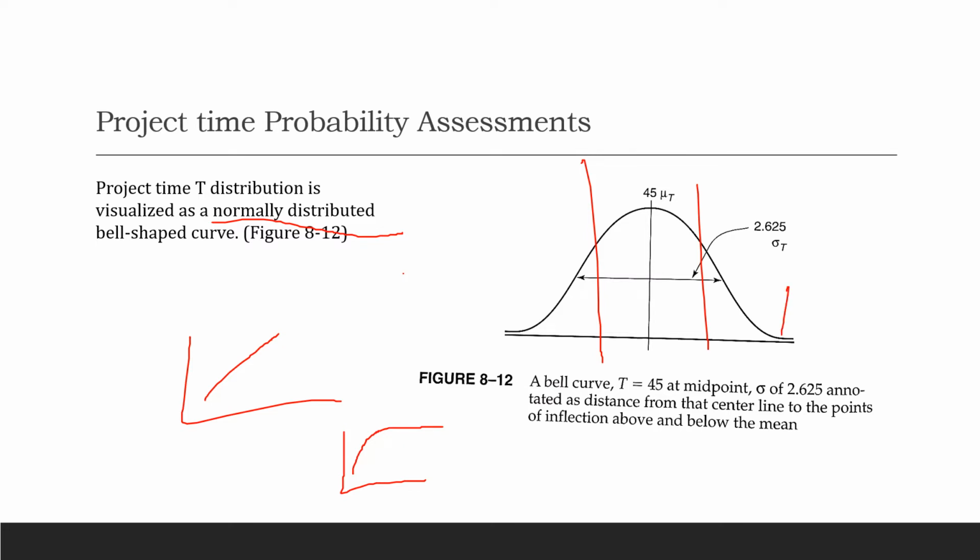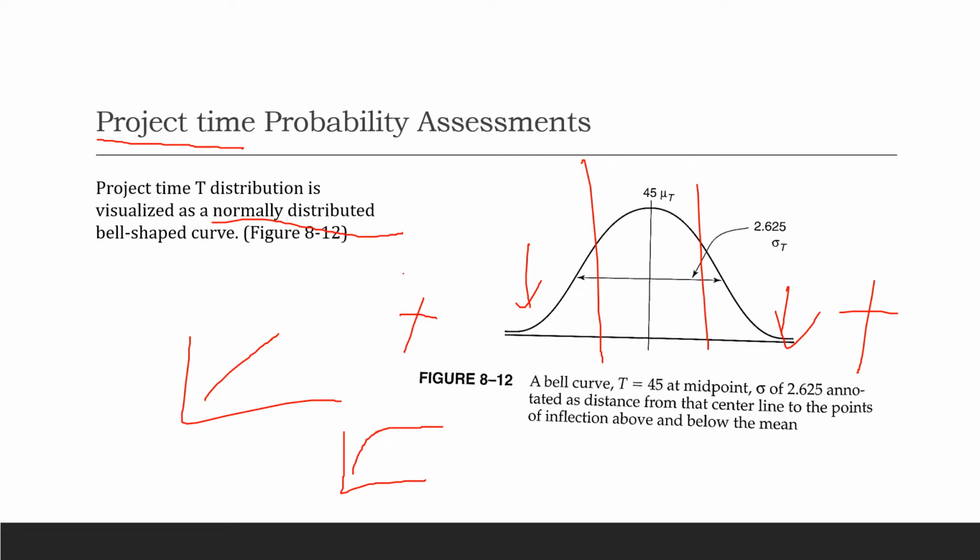Skew meaning these are all your outliers. Sometimes you're going to get data right over there, and that's your outliers. The majority of the data is found under the middle part of the bell-shaped curve, and we call that again T distribution for our project time.